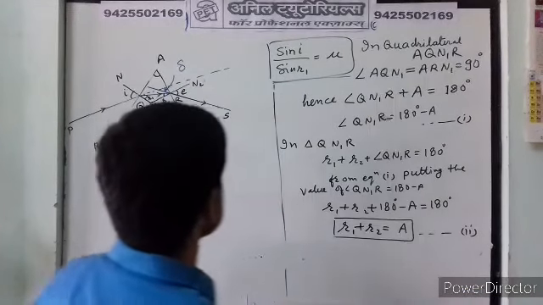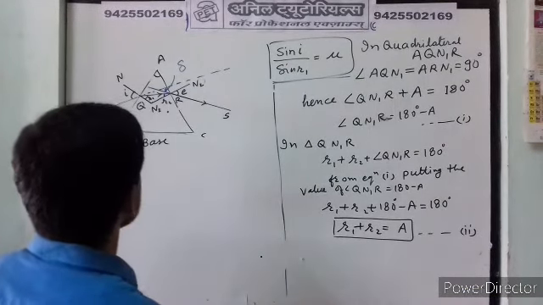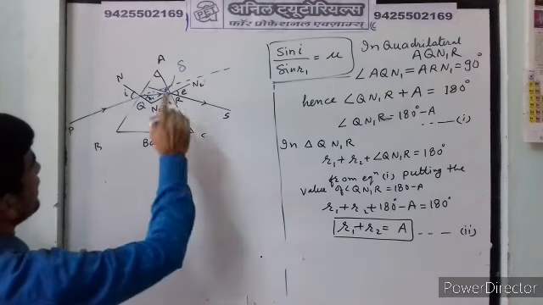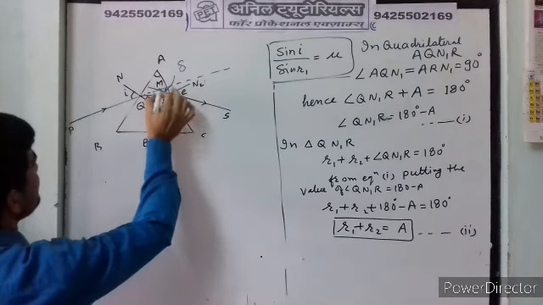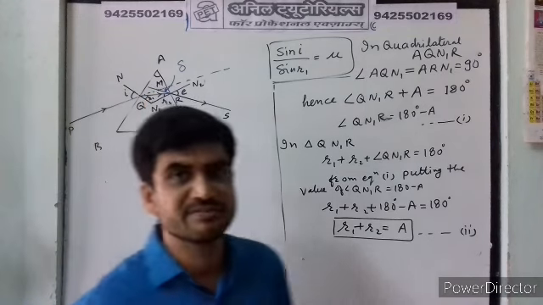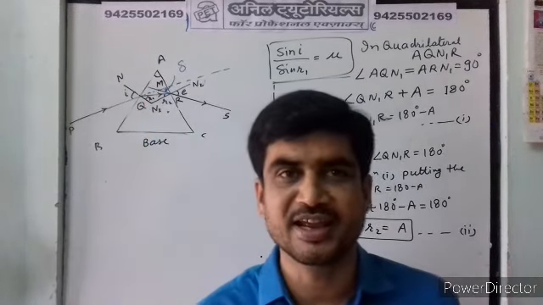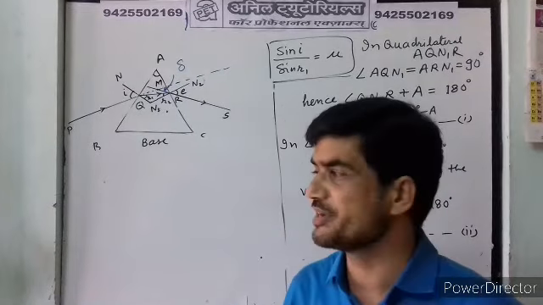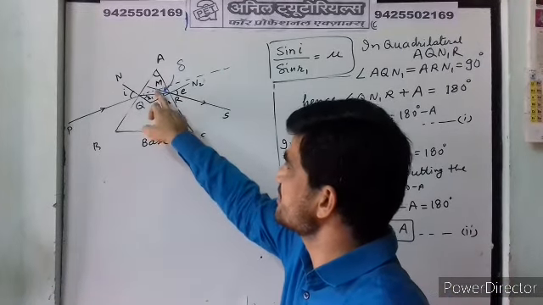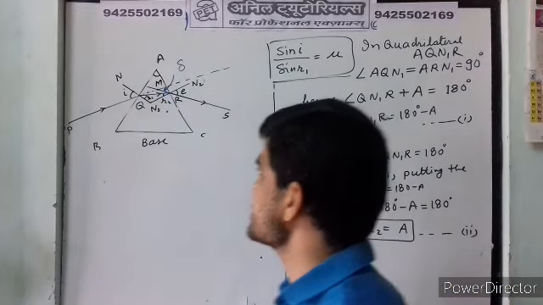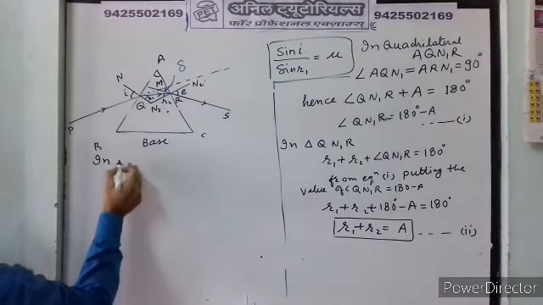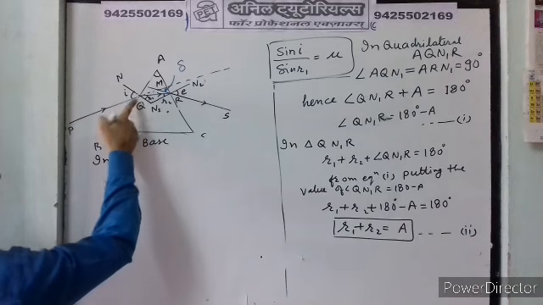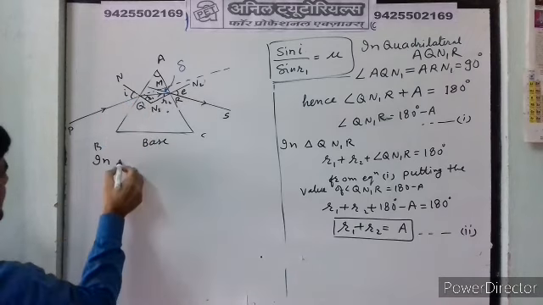We need one more name here, say M. M is the point where the incident ray and the final emergent ray are meeting. See, these two rays are meeting at point M. So just see in this triangle, triangle QMR.